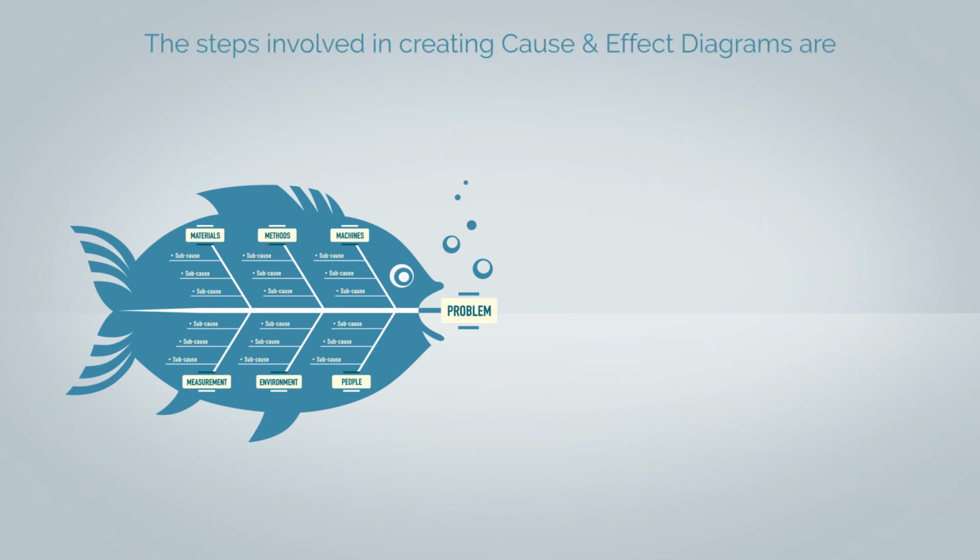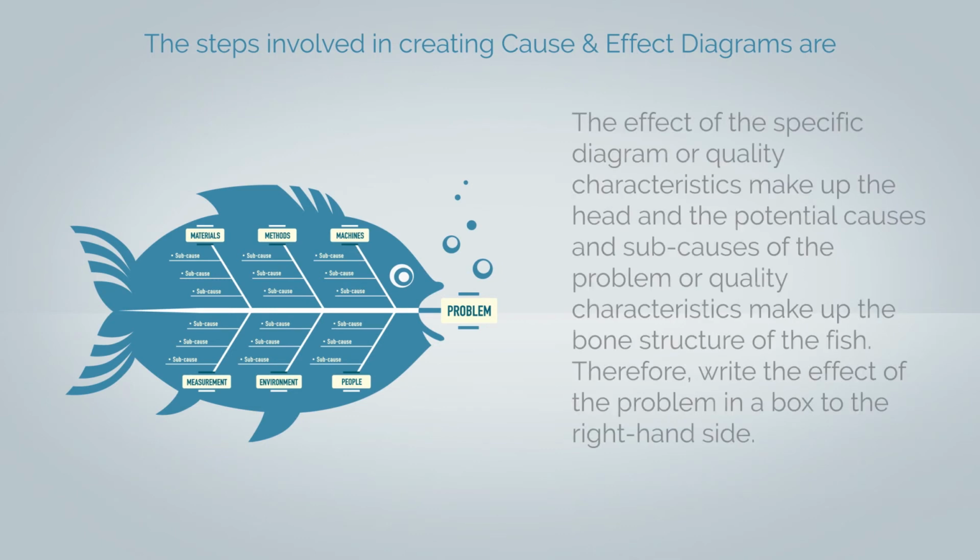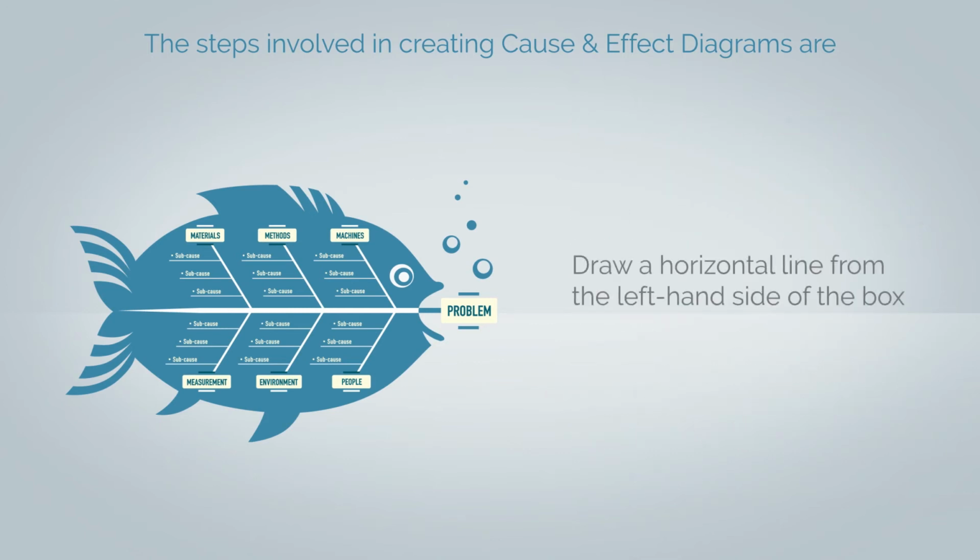The steps involved in creating cause and effect diagrams are: first, the effect of the specific diagram, or quality characteristics, make up the head, and the potential causes and sub-causes of the problem make up the bone structure of the fish. Therefore, write the effect of the problem in a box to the right-hand side. Second, draw a horizontal line from the left-hand side of the box.